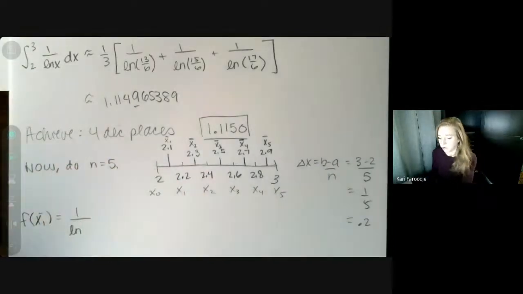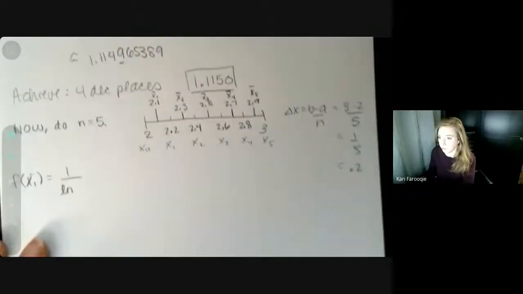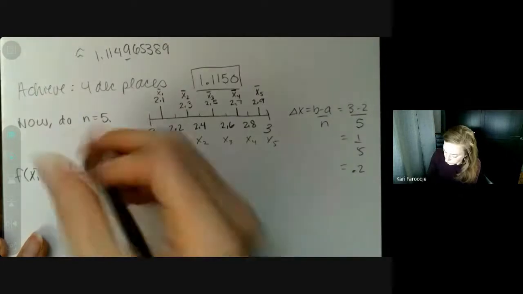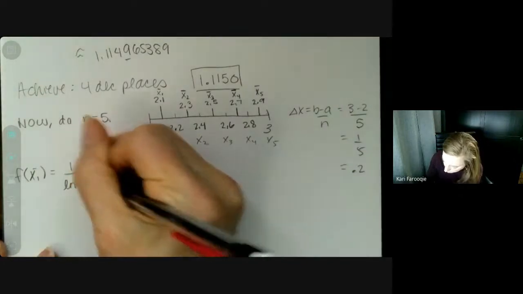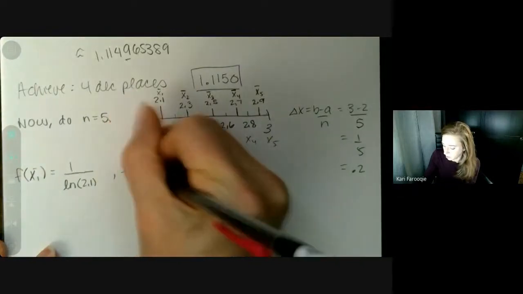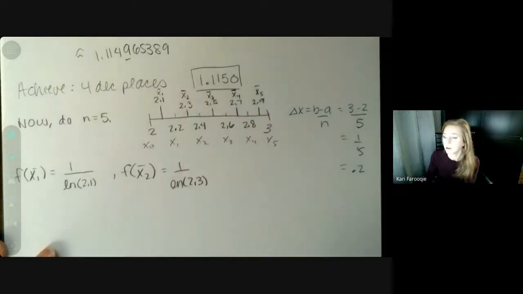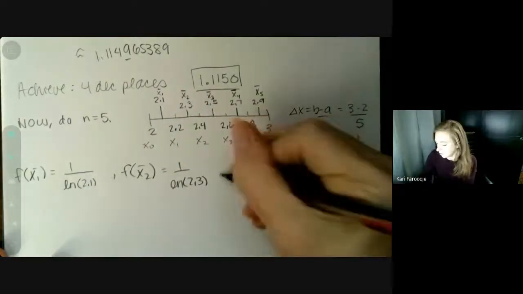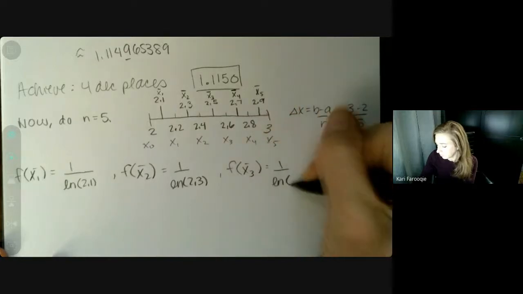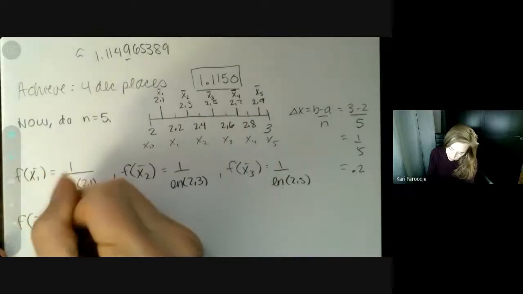In our case, our function is 1 over ln x. So our f of x sub 1 bar here is just going to be 1 over ln 2.1. f of x sub 2 bar is going to be 1 over ln 2.3, so on and so forth. You get the idea. Since I started writing them, I'm just going to finish it out. 2.5 and then 2.7 and 2.9.